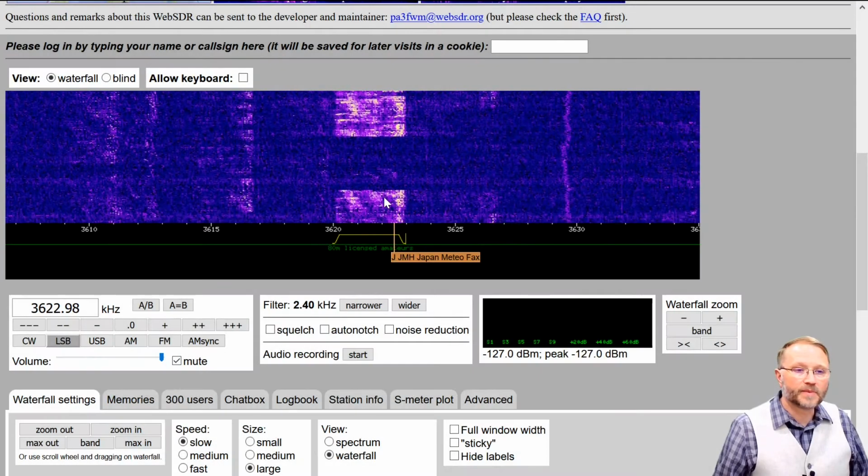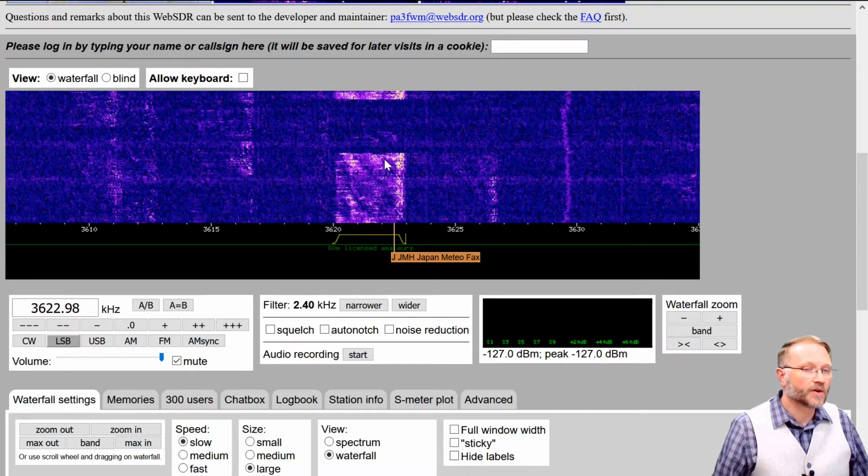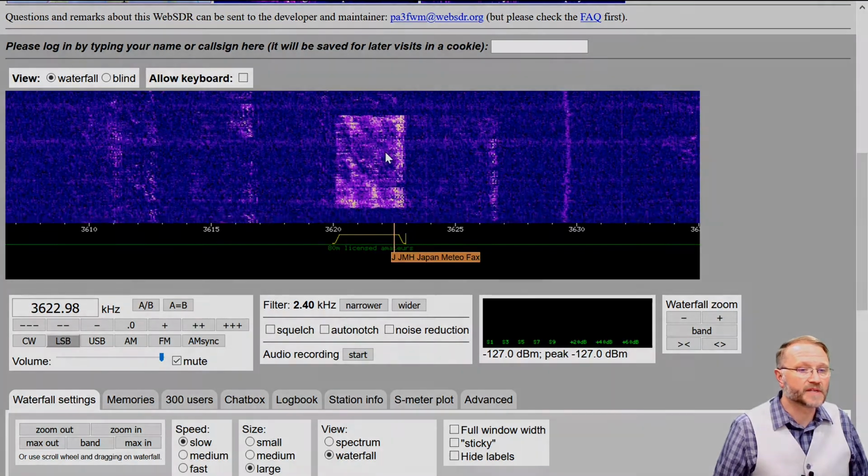Here it looks like two people are having a conversation, but because of the way the radio reception is, we only see or can only hear one side of that conversation.